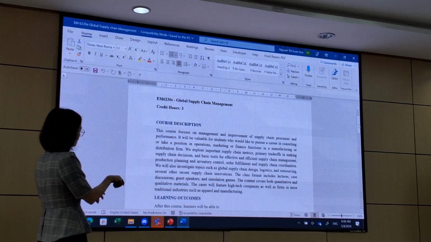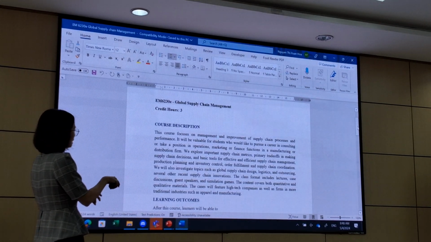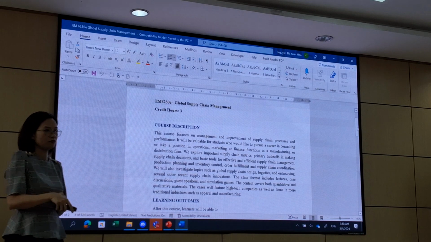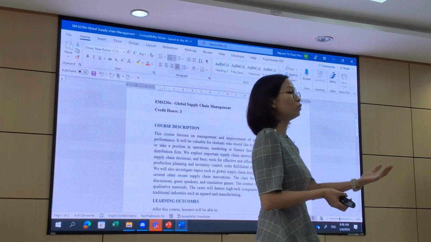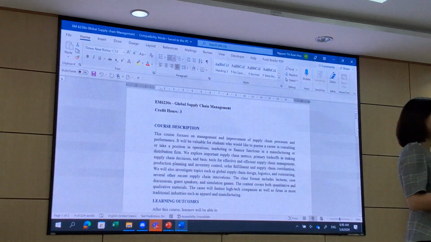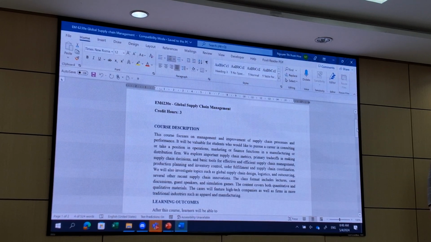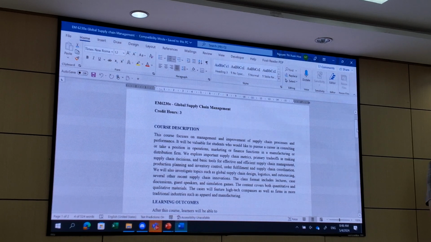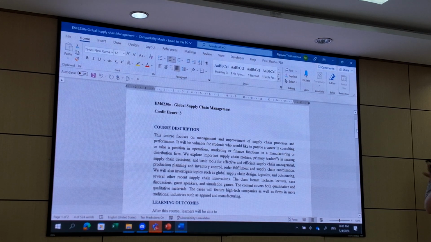Topic, we also investigate topics such as global supply chain design, logistics, outsourcing, and several recent supply chain innovations. For example, we heard about multimodal transport. If we would like to transport items from Hanoi to Ho Chi Minh City, how about the transportation mode? We might use road transportation, rail transportation, or ocean or waterway transportation mode. So that is the transportation.